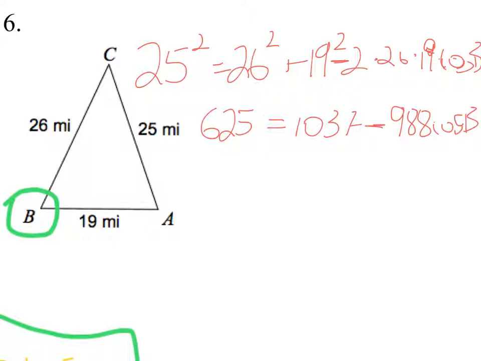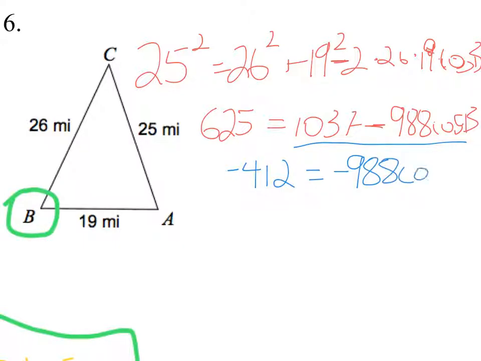Here is the part that we tend to get stuck on. You cannot combine those two numbers. Those are not like terms because the first one is a constant and the second one has a cosine of B. So instead what we're going to do is minus 1037 to both sides. 625 minus 1037. We get negative 412 is equal to negative 988 cosine of B. I'm going to divide by negative 988.